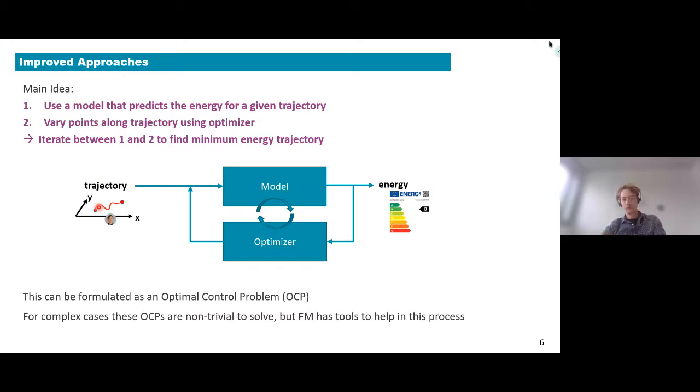This can be formulated as an optimal control problem. It's basically the control theory way of solving these kinds of cases. It's important to know that for complex cases, so complicated machinery, complicated dynamic systems, these OCPs, so optimal control problems, are really non-trivial to solve. But Flanders Make and UGent, U Antwerp have tools to actually help you in this process. So nowadays we can solve these kinds of problems for a wide class of systems.